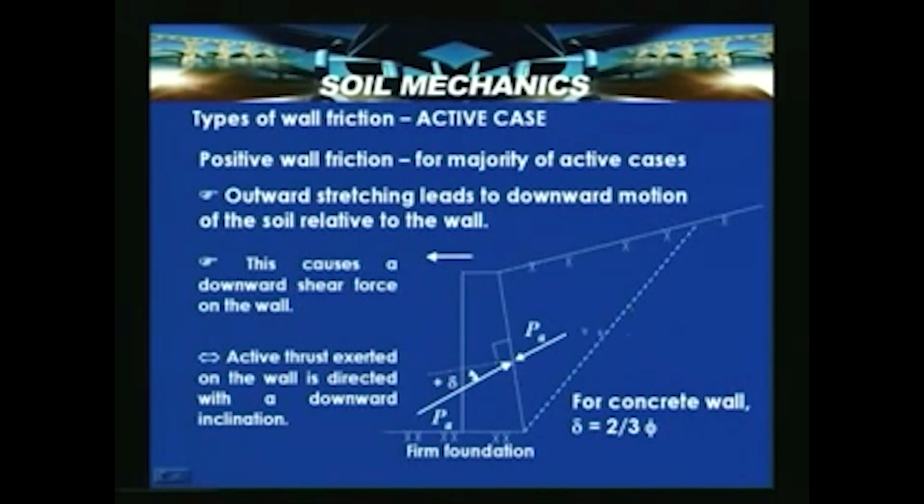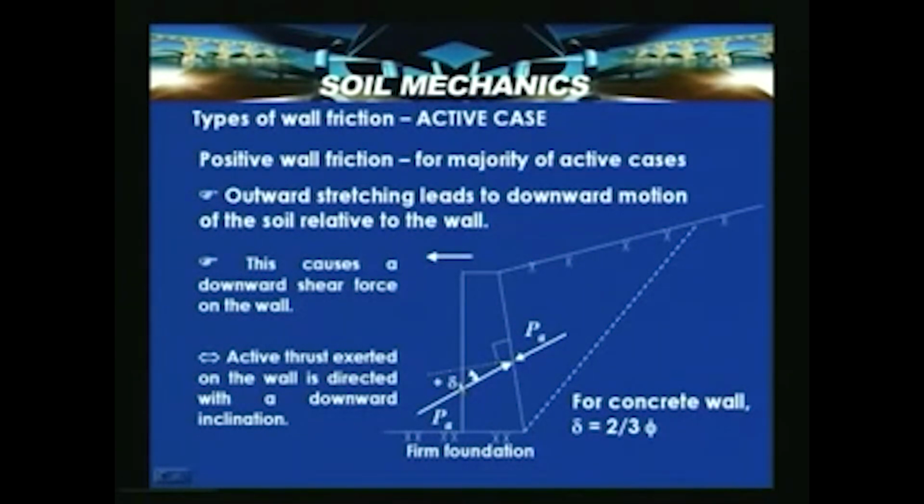In such a situation, this causes a downward shear force on the wall. So the active thrust exerted on the wall is directed with a downward inclination. Because of this downward drag, the active thrust is exerted in the downward direction. That's how PA, the active thrust, is shown here.